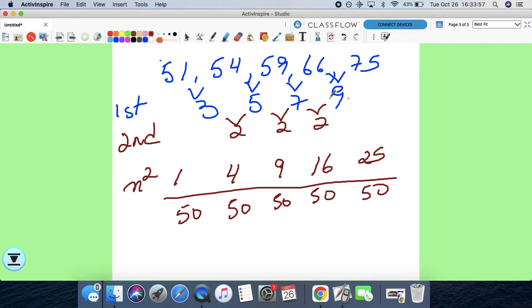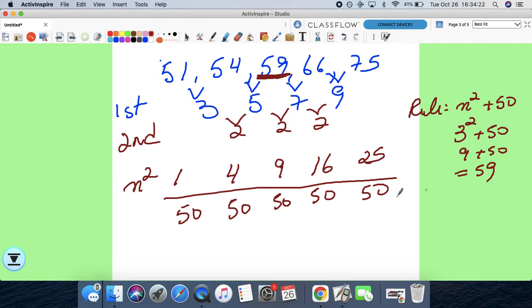So our rule here for this one is going to be n squared. And how do I adjust this sequence to get my original one? I add 50 to it. And plug in a few numbers, see if it works. Let's plug in the third term. The third term should give us 59. So 3 squared plus 50 is 9 plus 50, and that gives me 59. Okay. Is that it? No, we have one more.